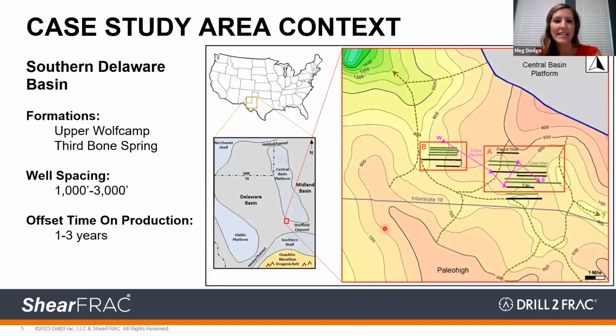So to get everyone oriented, the subject wells were located in the southern Delaware Basin, as you can see in the map here. Target formations were Upper Wolfcamp and Third Bone Springs. The well spacing is relative to the child well to the parents, and that spacing ranged from about 1,000 feet to 3,000 feet. And the time on production of those offset producing parents also ranged from 1 year to 3 years at the time the child wells were drilled.